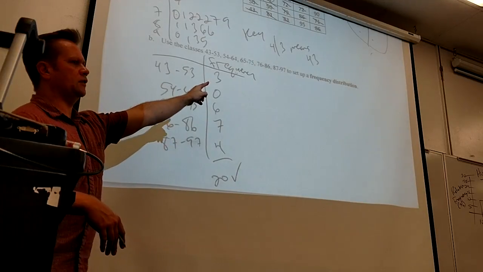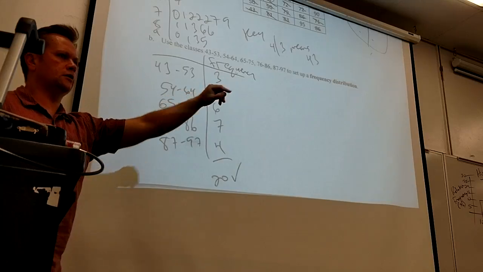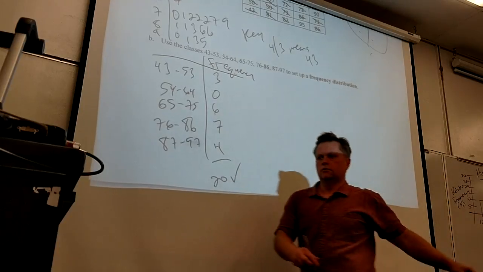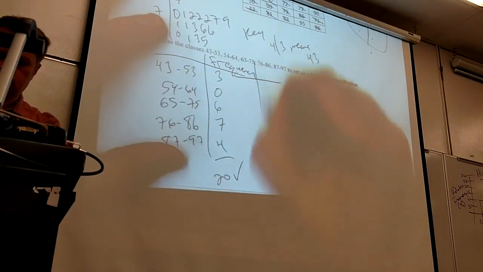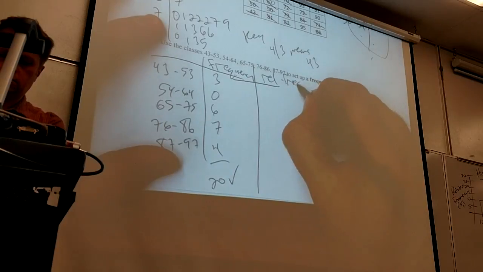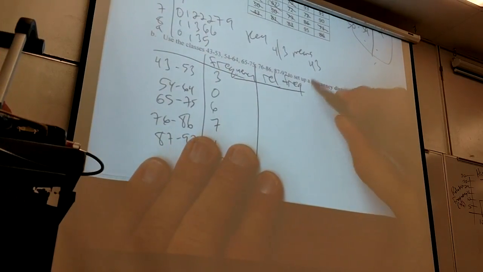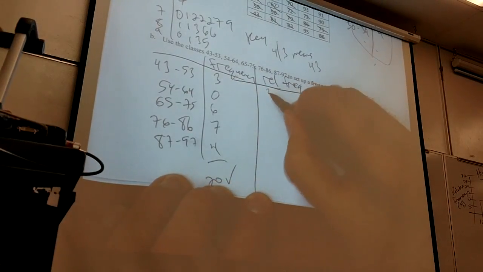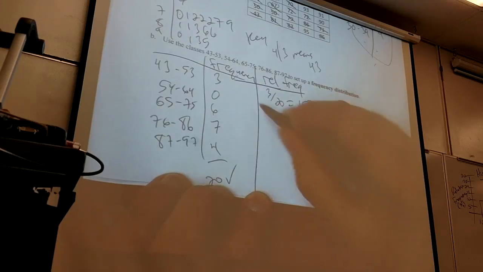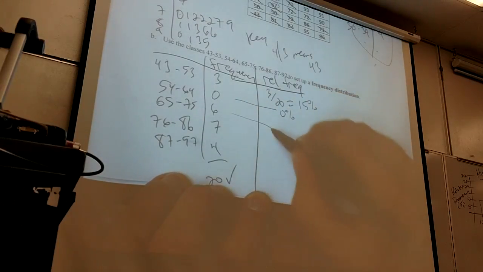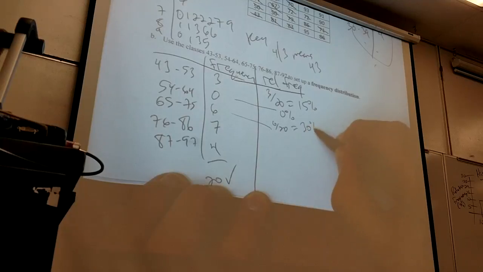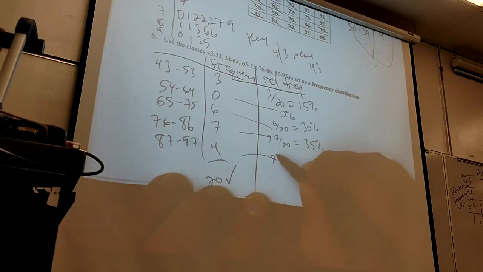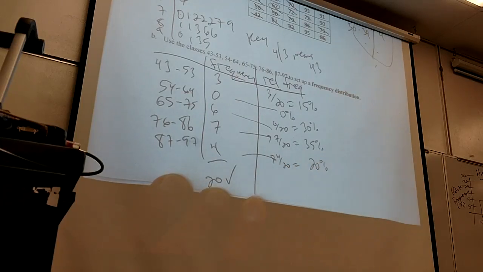How would I make a relative frequency? I didn't ask for this, but what was relative frequency again? The percentage. So what's the total again? So now we're going to make the relative frequency. There's 3 data points in here out of 20, which is 15%. This, of course, is 0%. 6 out of 20 would be 30%. 7 out of 20 would be 35%. 4 out of 20 would be 20%.